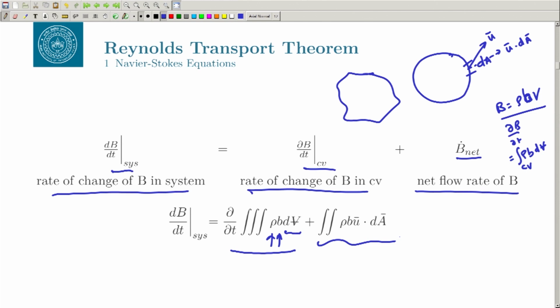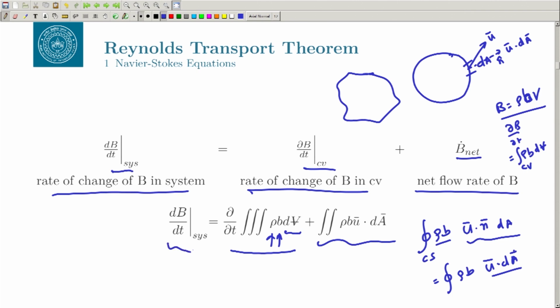So, the fluxes, some fluxes will go in and some will go out, but if you take the normal, if this is the way the normal n is defined, you can just write u dot n, and multiply by whatever quantity you have, rho b, and then dA. This is through the control surface, and this can be written as rho b u dot dA, where dA is basically the area normal, so the normal is taken care of here. So, we got the expression: the change in system is equal to the change in control volume plus the net flux.